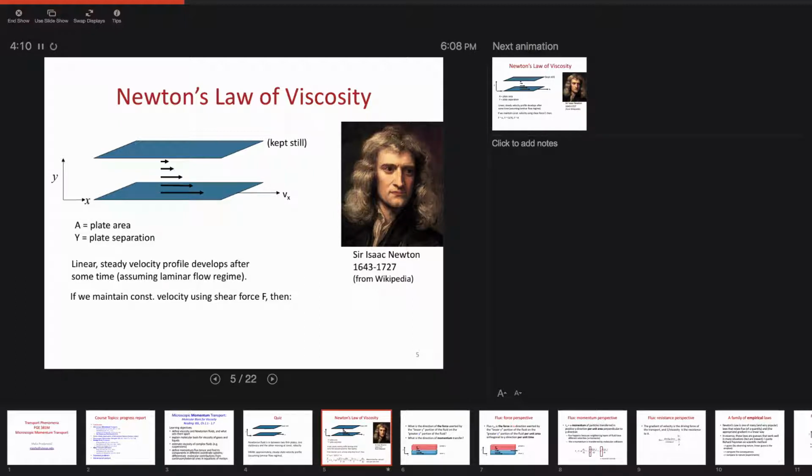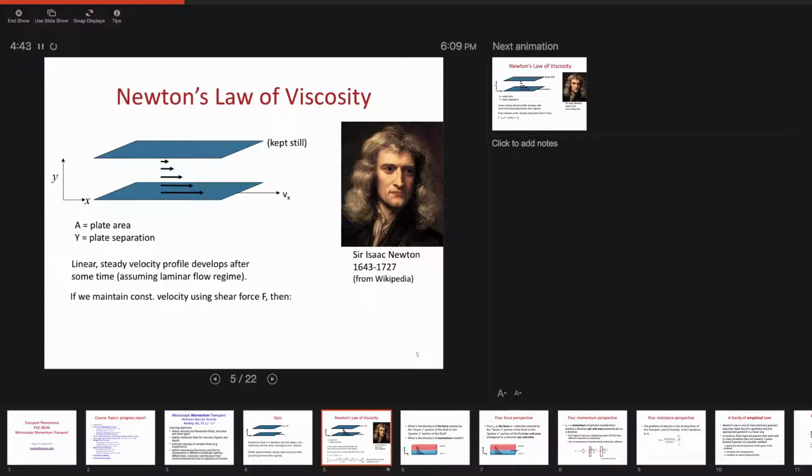So basically, this velocity profile is a simple, linear change between sitting still and moving, right? Especially since the bottom plate's velocity is constant. So I have this linear velocity profile between two plates. It's basically Isaac Newton who analyzed this first. And we are assuming laminar flow regime, so a relatively small system, small distances.